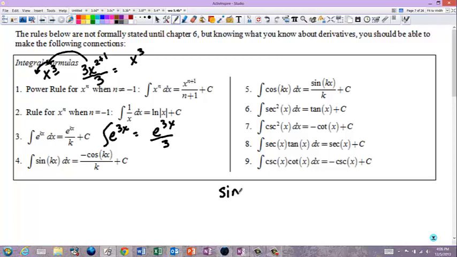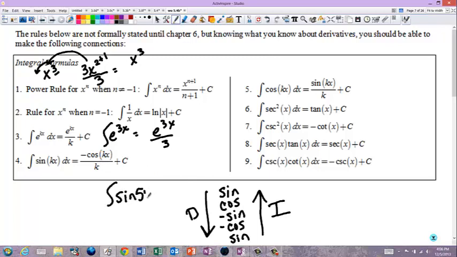With sine and cosine, remember it was sine, cosine, negative cosine, sine where the derivatives go this way, the integrals go this way. So if you took the integral of negative sine, you'd get cosine. If you took the integral of cosine, you'd get sine. The integral of sine, you'd get negative cosine. The integral of negative cosine, you'd get sine. It goes backwards. And you just divide by your constant. Like if you had the integral of sine of 5x, it'd be negative cosine of 5x over 5 plus c.